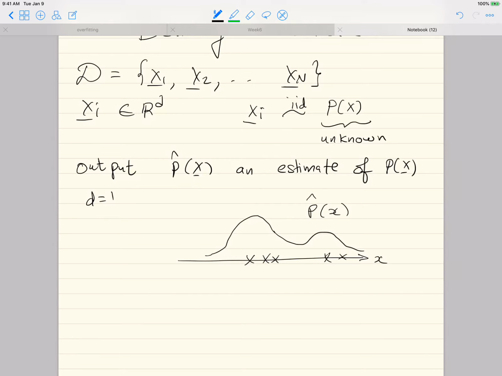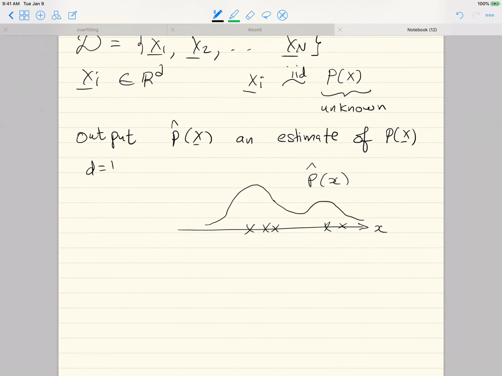So the input here will be these 5 points and the output will be a continuous function like this, which is the probability density function from which the underlying data samples are believed to have been sampled. Okay, so here the input is some n points like this, and the output will be a function like this. That's the problem we are interested in studying.